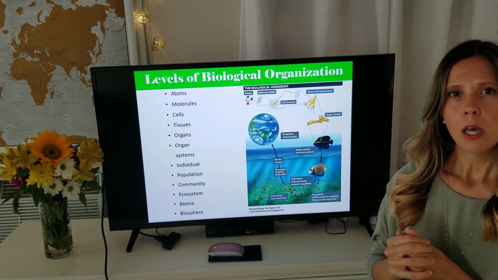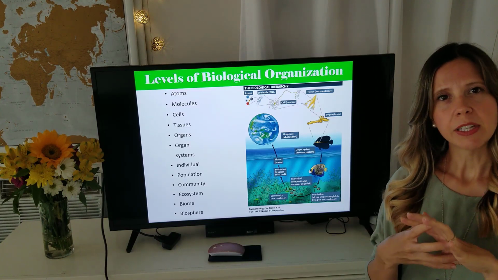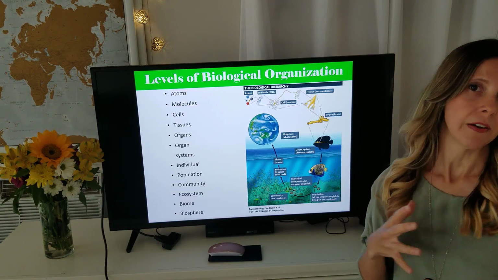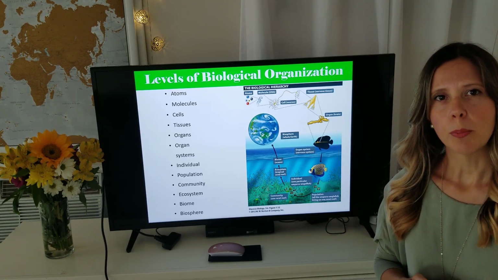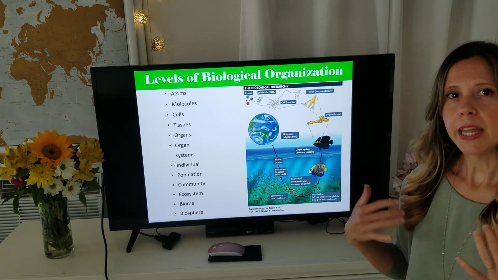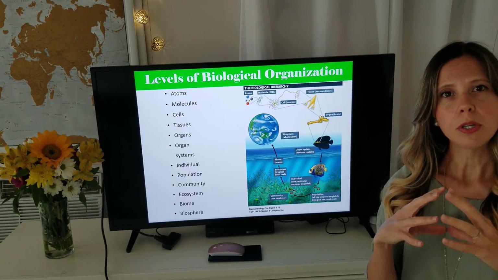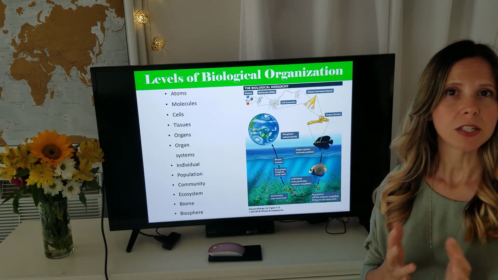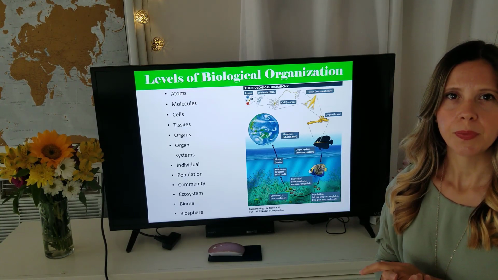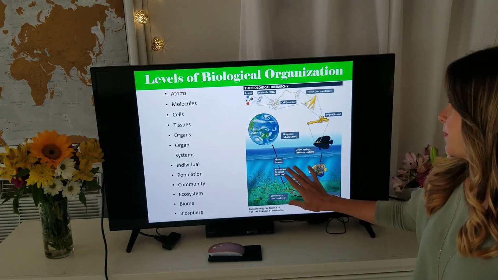When we get individuals that are of the same species and they're living together in the same environment, they're interacting with one another, they're breeding with each other, this is what we call the population. The next level of organization after population is our community, and the community is going to have different species living in the same environment interacting with one another. After our community, we form the ecosystem.